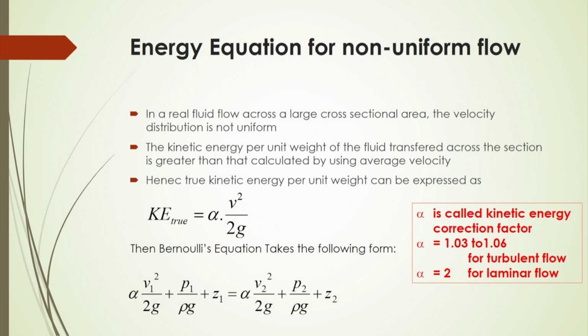Hence, the kinetic energy per unit weight in this case can be expressed as the true kinetic energy, which will be alpha into v square by 2 g.